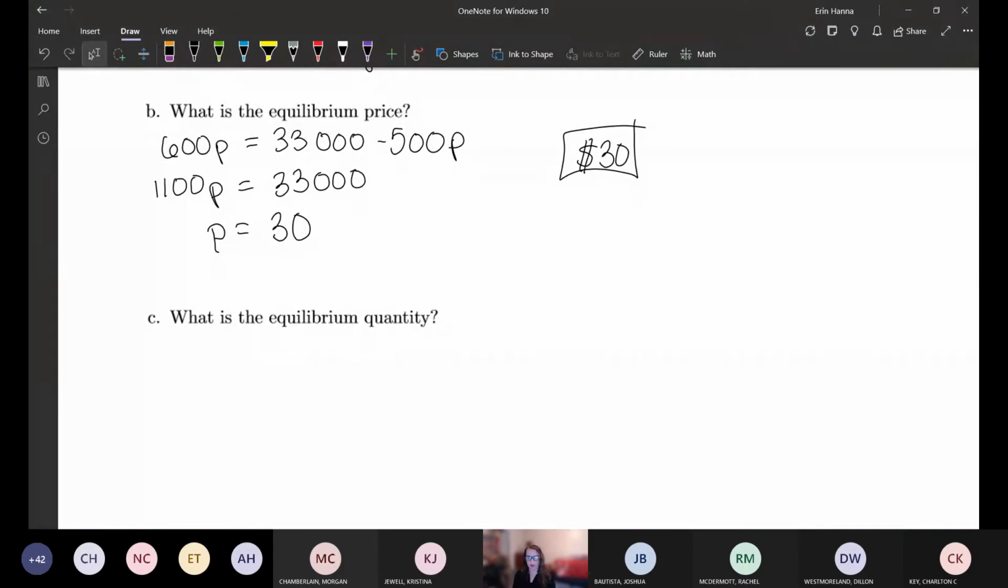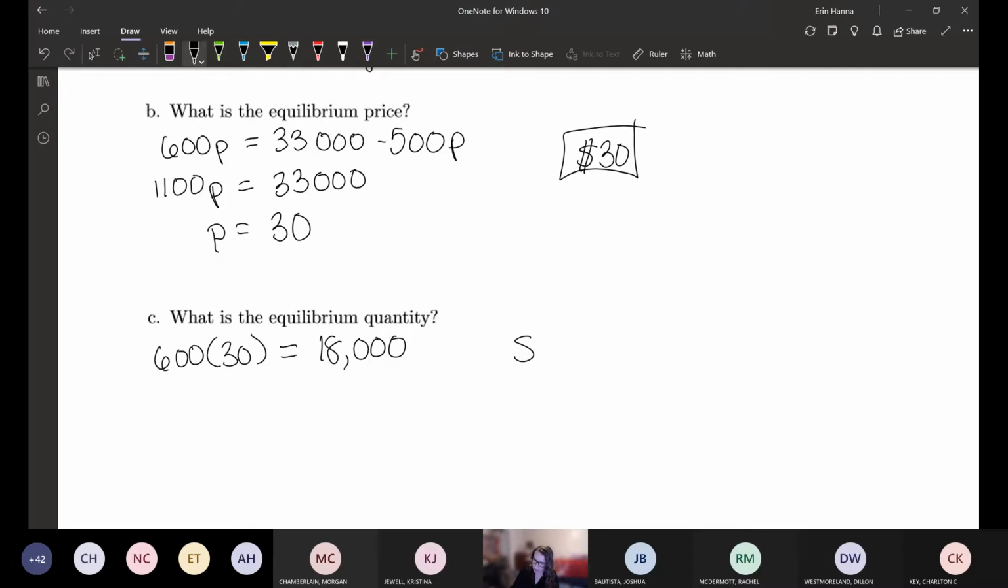Once you find one of the values, equilibrium price or equilibrium quantity, depending on the question, to find the other one, you're just going to take that value you just found and plug it back into either supply or demand, because they're supposed to be equal at that point. So it doesn't matter which one you plug it into. I would personally plug it into supply just because it's the smaller equation. But if you plug it into demand, you'll get the same exact value, which will be 18,000.